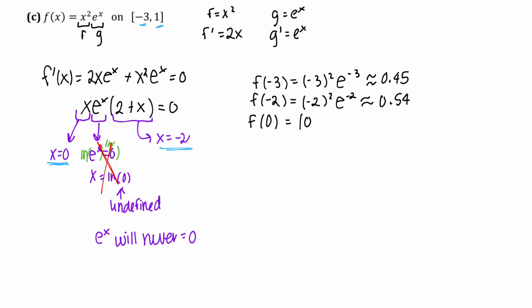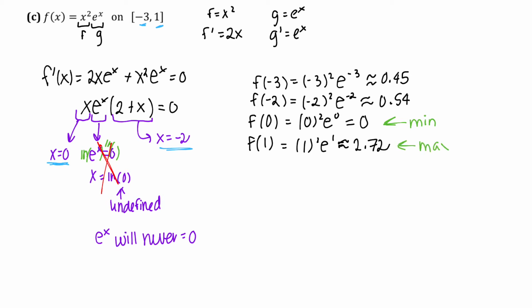This one's nice and easy, right? 0 squared, e to the 0. This is just 0. And finally, f of 1. This is 1 squared e to the 1. So that's literally just e, which is approximately 2.72. This guy here is the smallest. So he's our minimum, is what I want to write there. This guy is our biggest. He is our maximum.